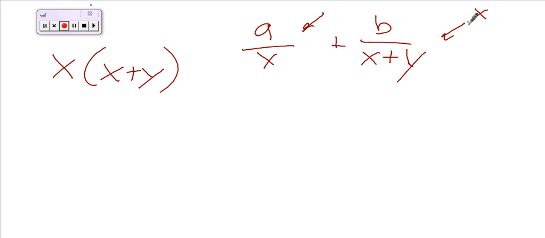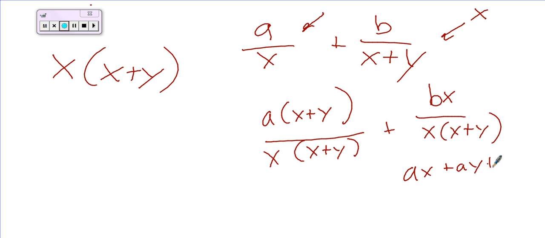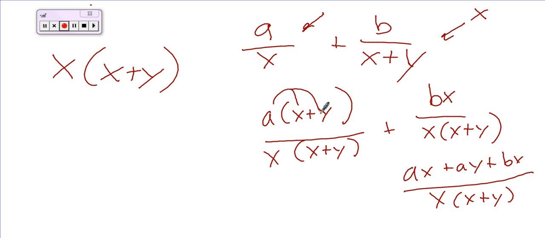So to make that happen, I have a times x plus y over x times x plus y, plus b times x over x times x plus y. Now I have my common denominators. And what do I have when I'm done? I have ax plus ay plus bx over x times x plus y, because all I did was distribute this to there. I used the distributive property to do that.